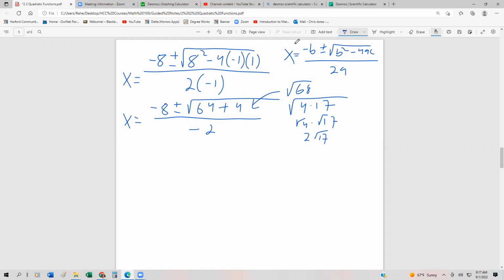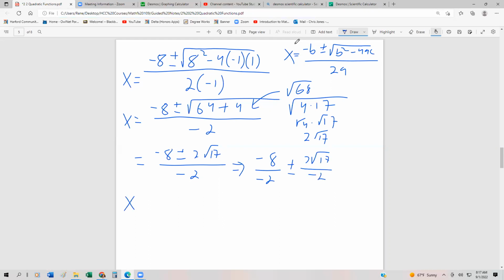And you might be asking, well, why do we have to do that? Let me show you why. We're going to get negative 8 plus or minus 2 roots of 17 over negative 2. And notice that everything is divisible by negative 2. In fact, we could just cancel everything out. So this is going to end up being negative 8 over negative 2 plus or minus 2 roots of 17 over negative 2.